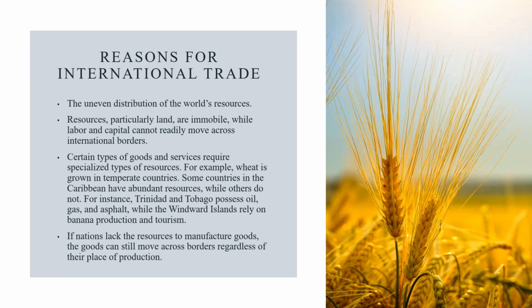For example, wheat is grown in temperate countries. Some countries in the Caribbean have abundant resources, while others do not. For instance, Trinidad and Tobago possess oil, gas, and asphalt, while the Leeward Islands rely on banana production and tourism. Also, if nations lack the resources to manufacture goods, the goods can move across borders regardless of their place of production.